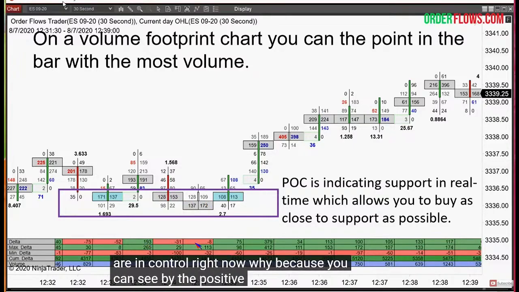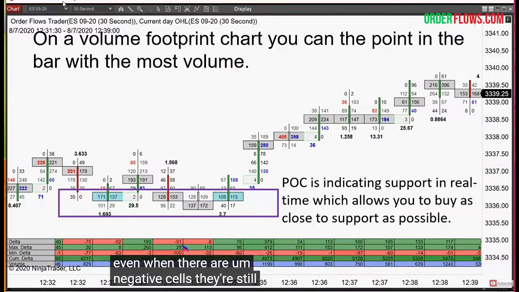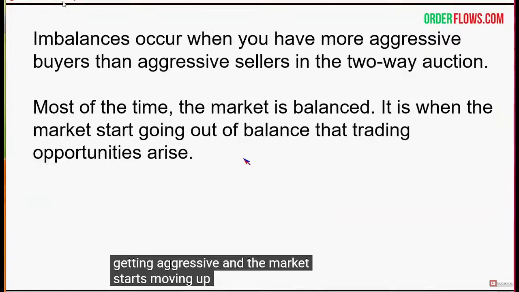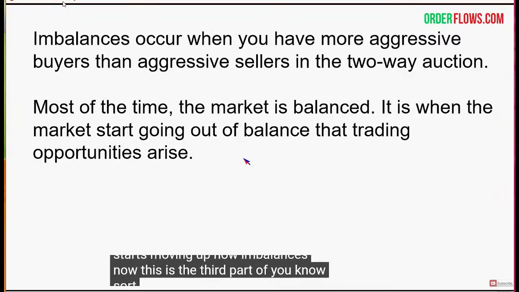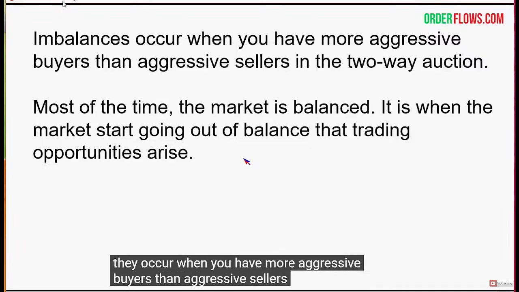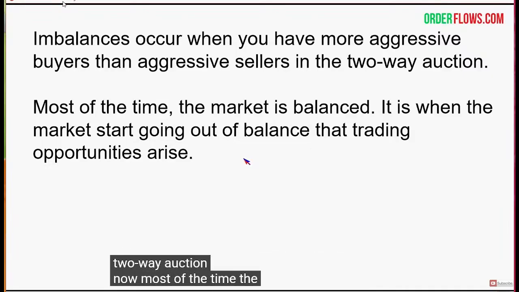Why? Because you can see by the positive delta, even when there are negative deltas, they're still quite small, -31, -8. Right? Then you can see the buyers finally take control of the market after they're done absorbing. They start getting aggressive, and the market starts moving up. Now, imbalances. This is the third part of the building blocks of order flow. They occur when you have more aggressive buyers than aggressive sellers in the two-way auction. Now, most of the time, the market is balanced, right?